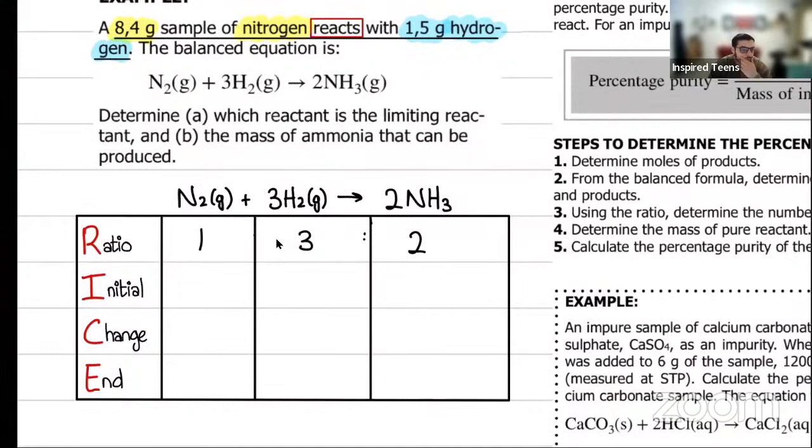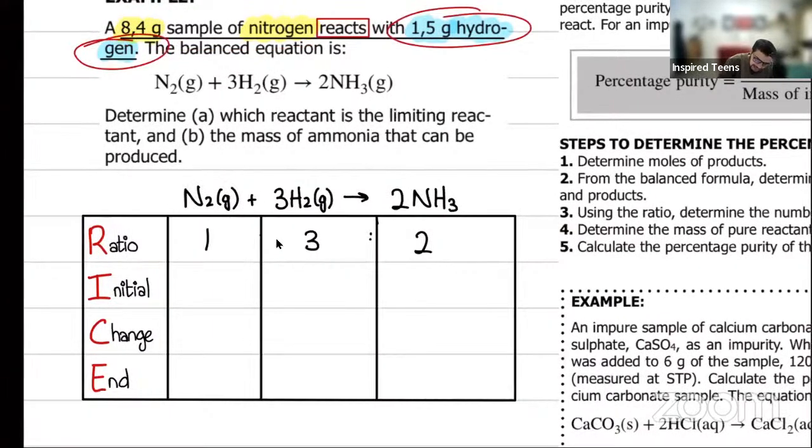Your understanding should be: initially I have 8.4 grams of nitrogen and 1.5 grams of hydrogen and I'm going to put them together. I don't know how they react, how much of each is going to react with how much of each. But you know that initially you have that amount. One of them is going to react completely, one of them is going to be in excess. So that's how you should understand that the information given is your initial amounts.